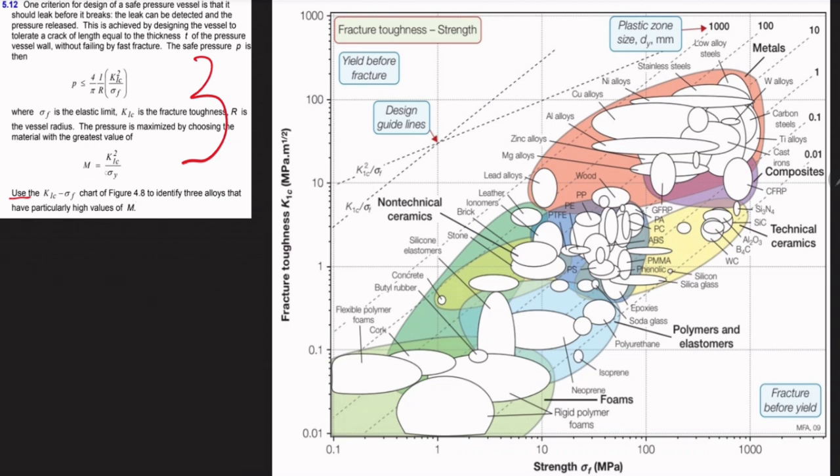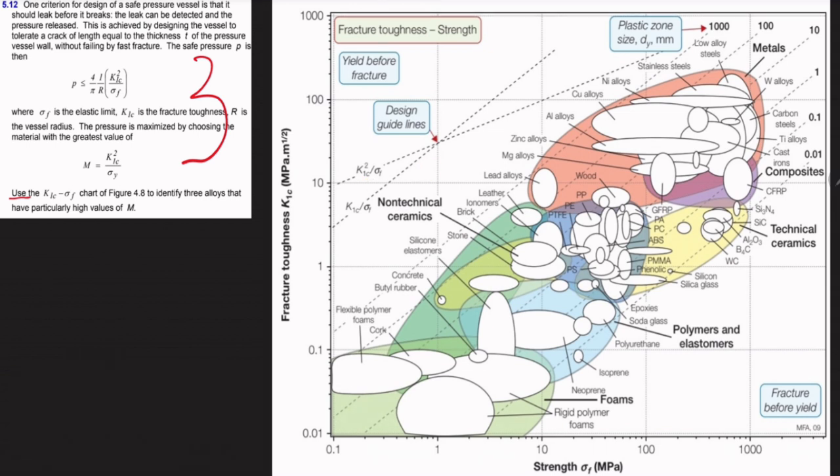And what's the formula for M? The formula for M is K1C squared over yield strength. So this is the chart that we are looking for. And we are looking for K1C squared over stress. So this is the line that we are trying to use to find our material. So everything here will have higher K1C squared over stress value, and everything here will have lower K1C squared over stress value.